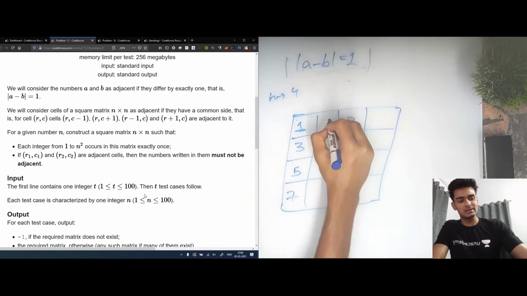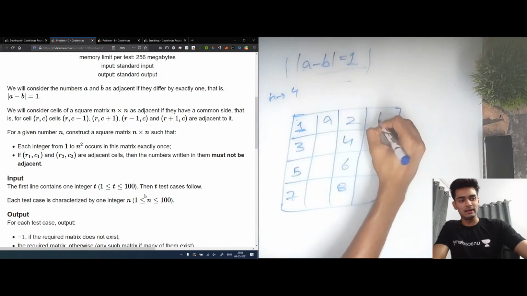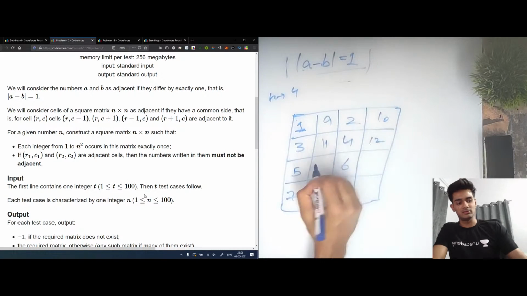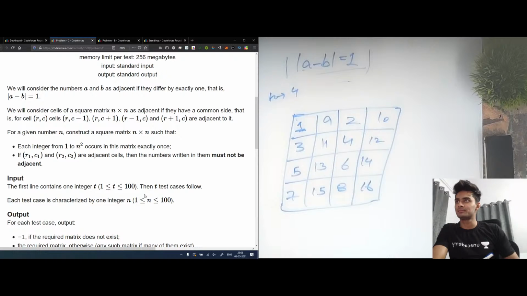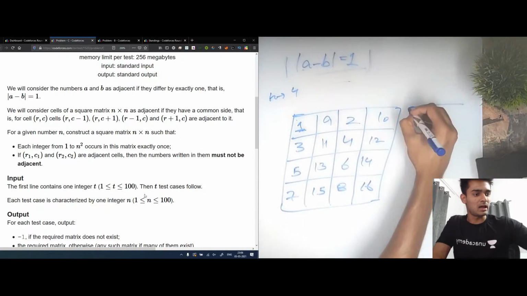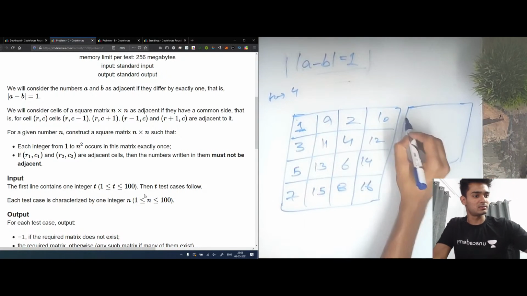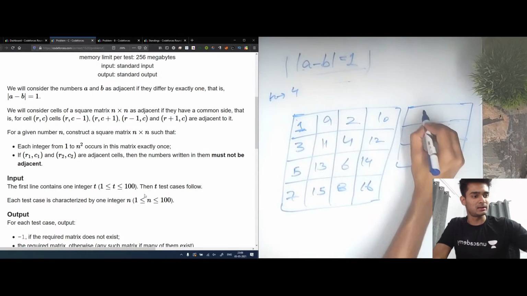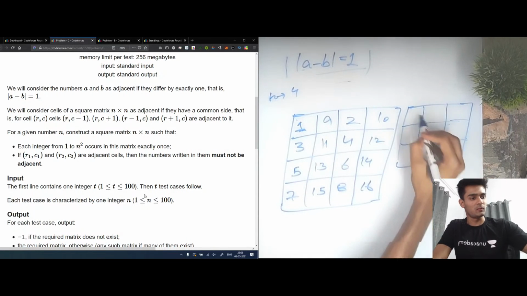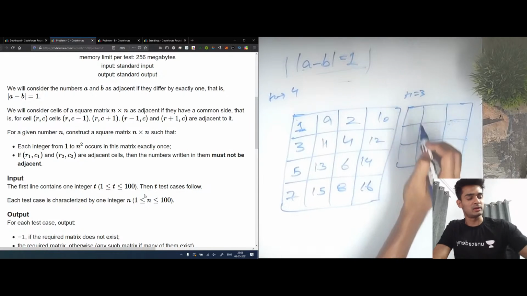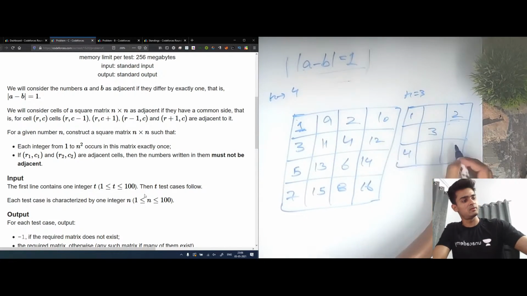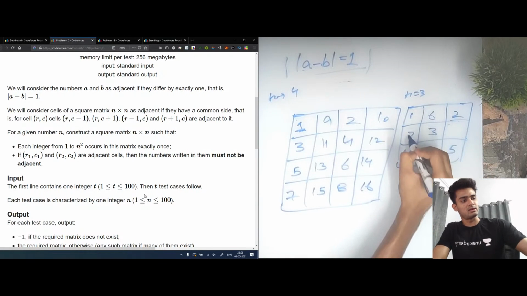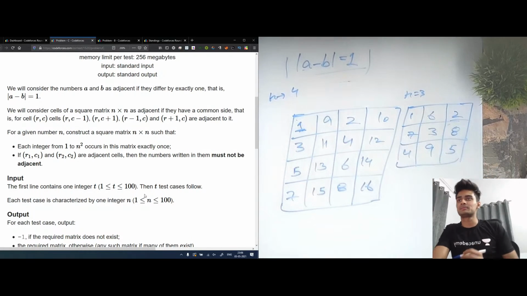Now we are going to place 9 here, 10 here, 11 here, 12 here, 13 here, 14 here, 15 here, and 16 here. I'll also draw the 3 cross 3 array so that everybody can see how the pattern is forming. So let's say this is n equals 3. We have 1 here, then 2 here, 3 here, 4 here, 5 here, 6, 7, 8, and 9.